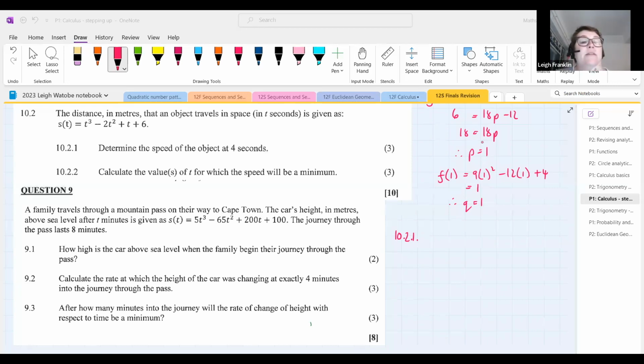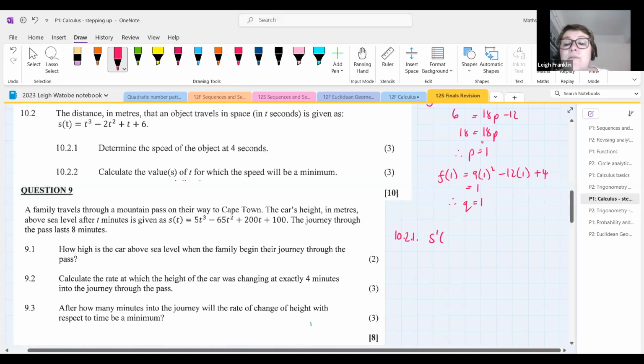If they give us distance, distance is s of t. So speed is the first derivative. And acceleration, not that they ask us about that, would be your second derivative. So when they're asking you to determine the speed of the object at 4 seconds, they want you to take the first derivative. So that would be 3t squared minus 4t plus 1.